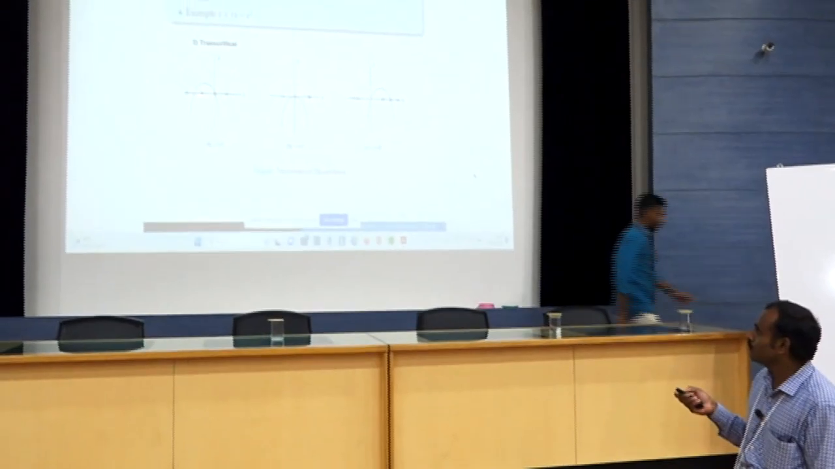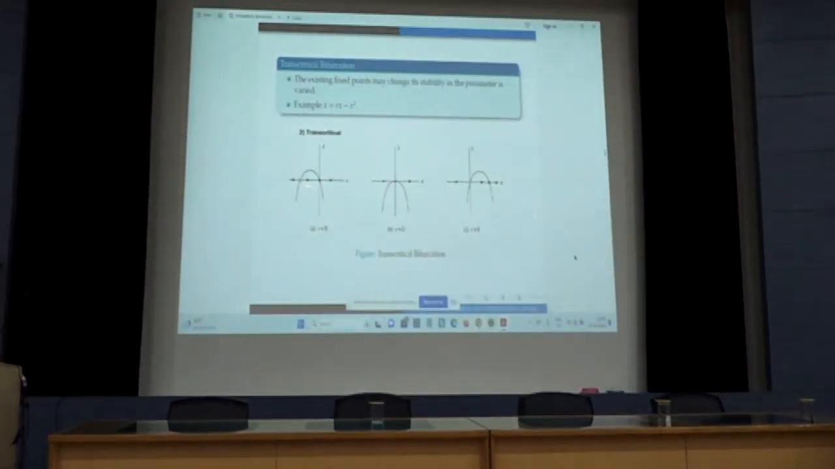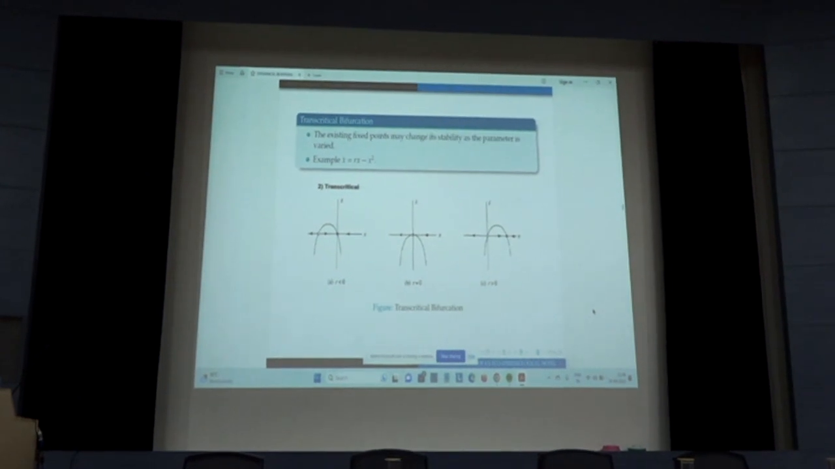Next, transcritical. Here the stability of a fixed point changes from one place to another at the same position. For example, we consider x dot equal to rx minus x squared. While r is less than 0, the fixed points occur at the origin and on the left side of the origin. In a similar way, here the flows move rightward and leftward, therefore that fixed point is unstable. At the origin, the flows move towards each other, therefore the fixed point at the origin is stable.